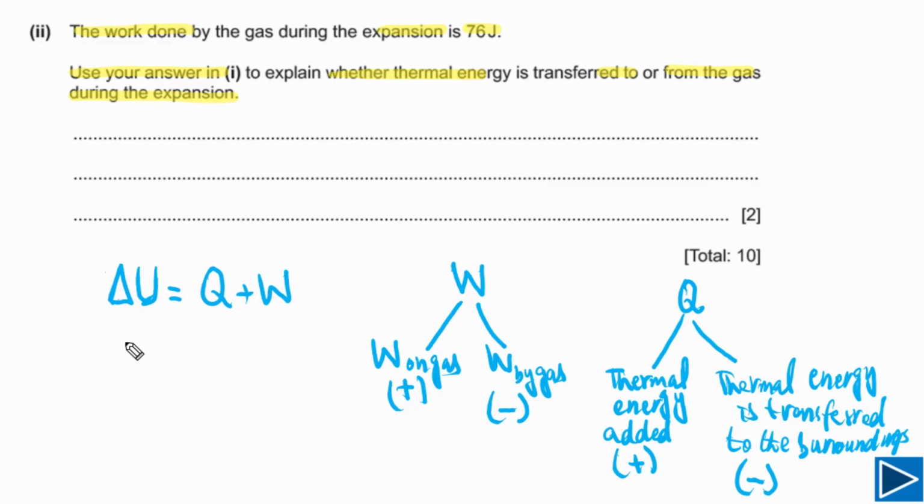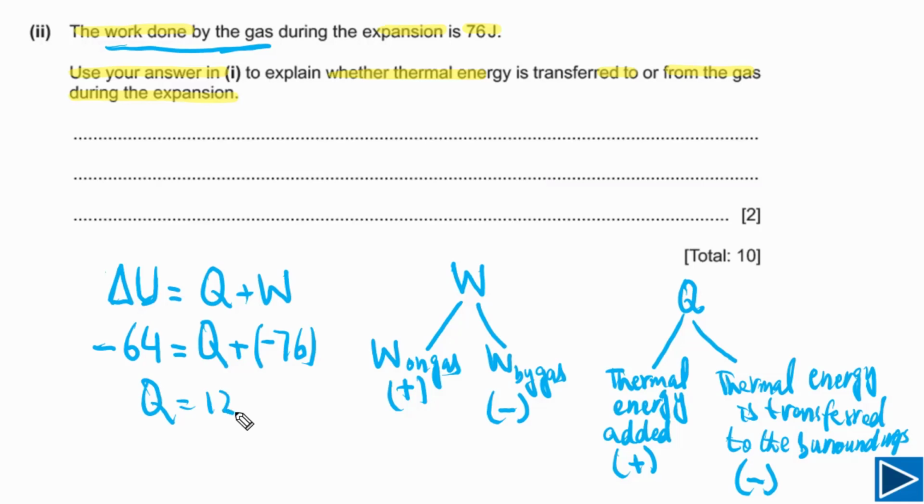For this question, we have already calculated delta U is equal to minus 64, and Q we need to calculate, and W is the work done by the gas. Very important, work is done by the gas. It simply means this is negative. From here, we can calculate the value of Q. Q will be equal to 12 joules, and this is positive. So if this is positive, it simply means that energy has been transferred to the gas.